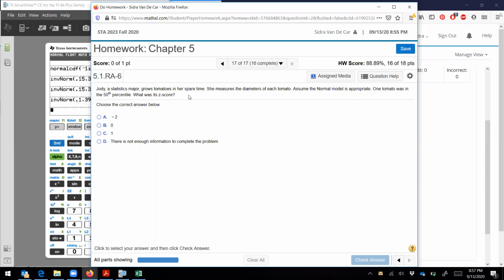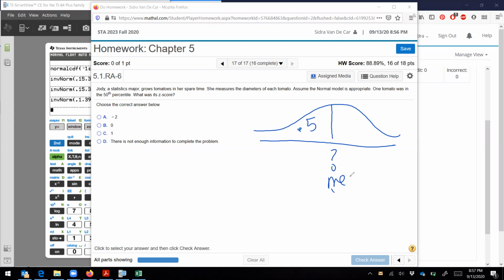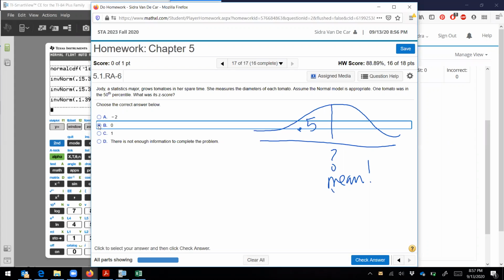Jody, a statistics major, grows tomatoes in her spare time. She measures the diameters of each tomato. Assume the normal model is appropriate. One tomato was in the 50th percentile. What was its z-score? So my 50th percentile, remember, on a normal model means what score is here so that 50% is on the left. Well, that's the mean, right? So whatever our mean is, that would be the 50th percentile. So this is asking what's the z-score for the mean, and we know the z-score for the mean is a 0.